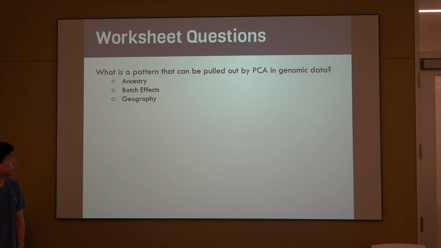Okay, so the last question is, what is a pattern that can be pulled out by PCA in genomic data? Some answers for that are ancestry, batch effects, and geography. There are many others, but these are some that we gave as examples in the presentation. Okay, I think that's it.